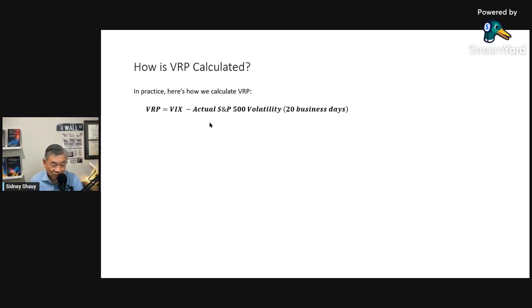Okay, so this is what we do. You take the VIX and you subtract the actual volatility that you measure within 20 business days. And how do you do this? To calculate the second part, it's the logarithm of the 20-day standard deviation of the S&P 500 daily change times the square root of 252.